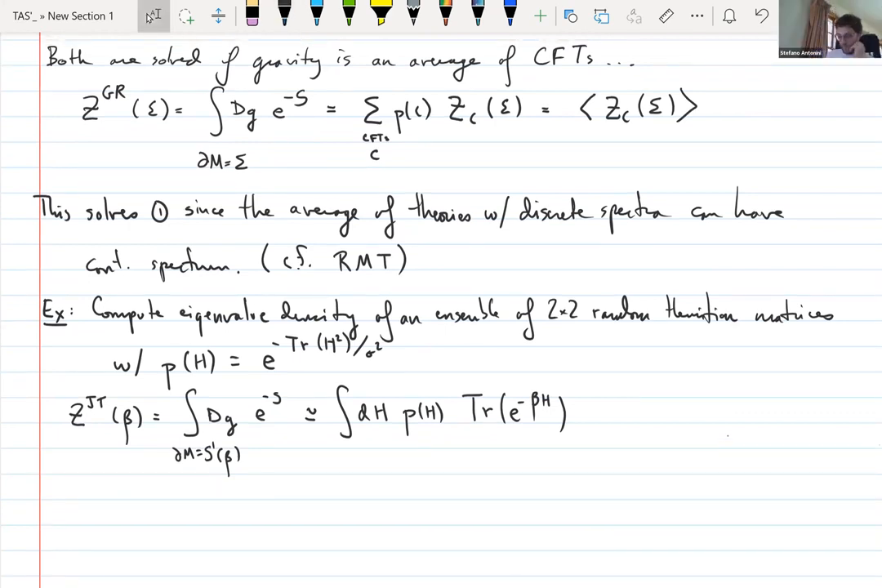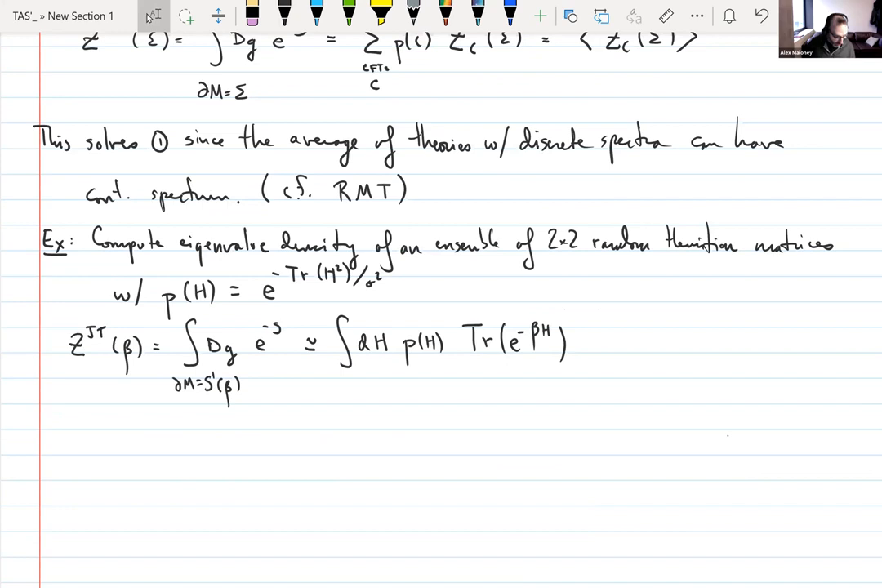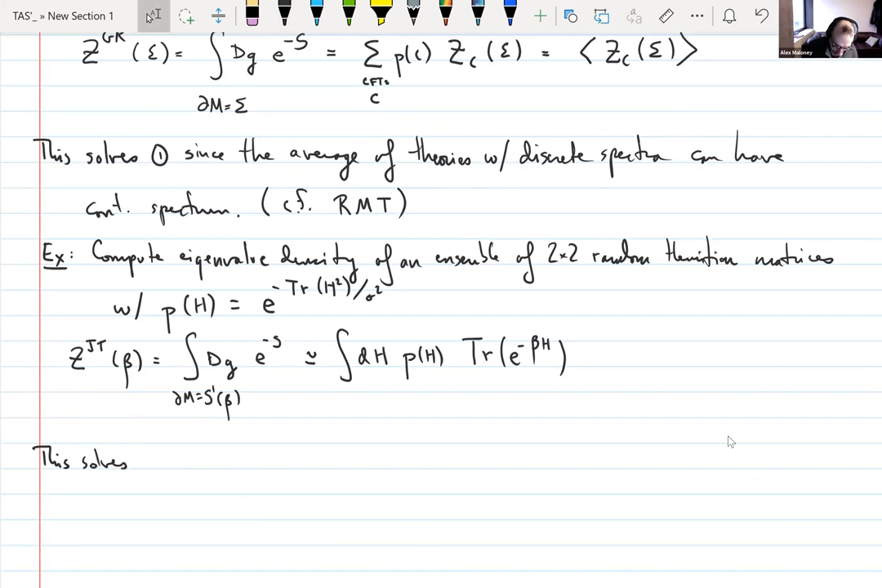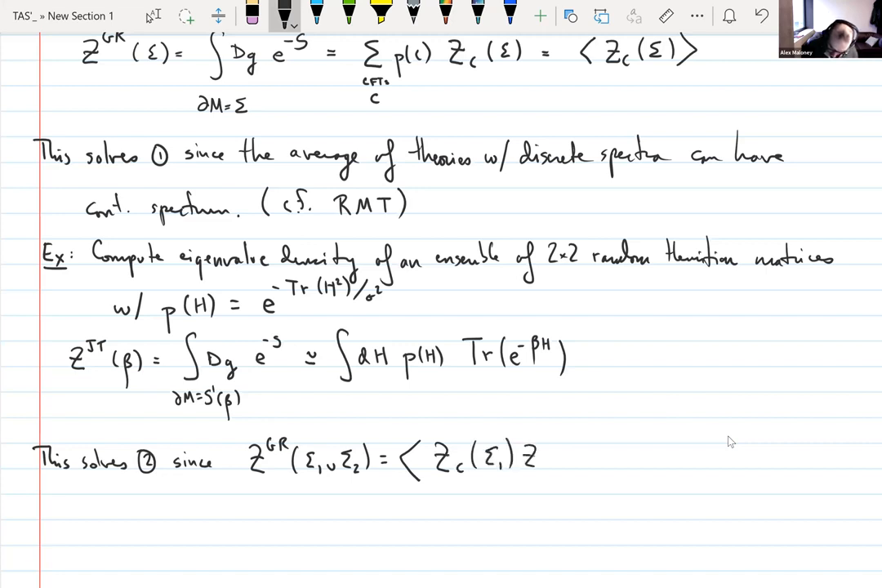Okay. Good. So what about the existence of Euclidean wormholes? Well, this perspective on gravity as some sort of average also solves the puzzle raised by Maloney and Maxfield, simply because if you identify the gravity partition function on some surface as an ensemble average of a CFT partition function, then the thing that you're averaging will be a 2-point function, which simply might not be, and in general will not be, the product of a bunch of 1-point functions.